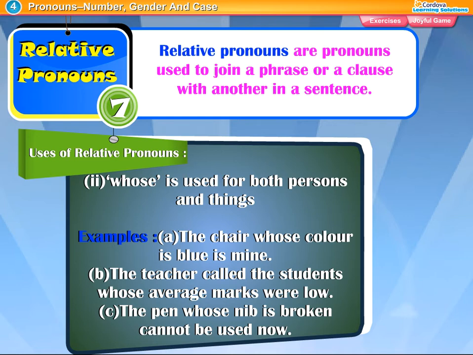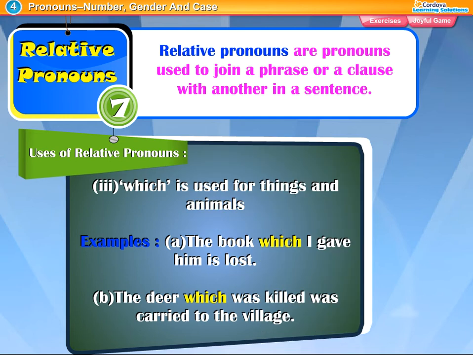Examples, the chair whose color is blue is mine. The teacher called the students whose average marks were low. The pen whose nib is broken cannot be used now. Which is used for things and animals. Examples, the book which I gave him is lost. The deer which was killed was carried to the village.